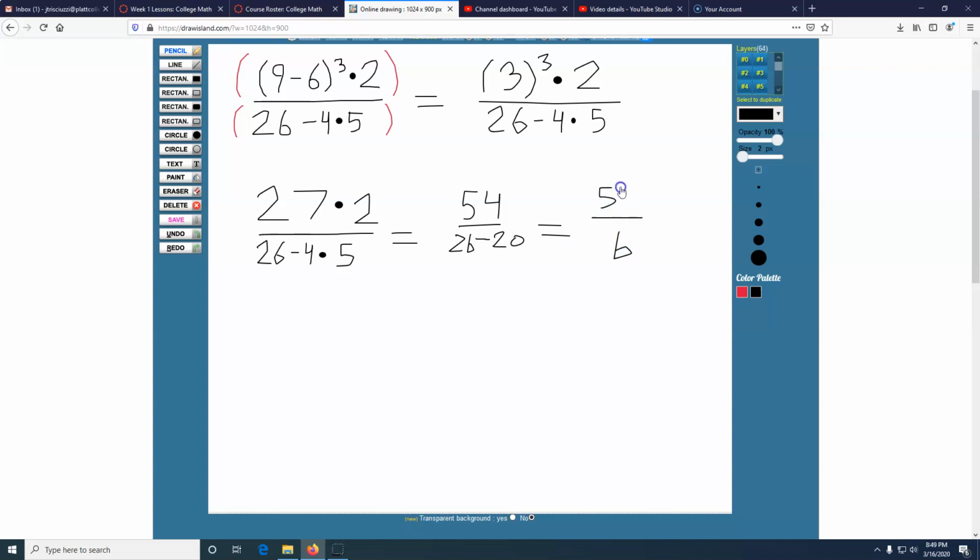So we're in our last step here. We have a fraction, and it turns out that you can simplify. 6 can go into both of these values, so we divide by 6, and that gives us an answer of 9 over 1, or you could just say 9. Because remember, anything over 1 is still itself.